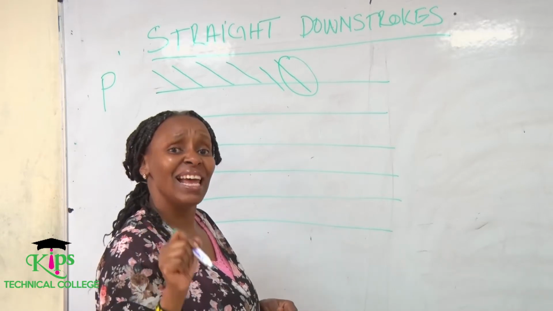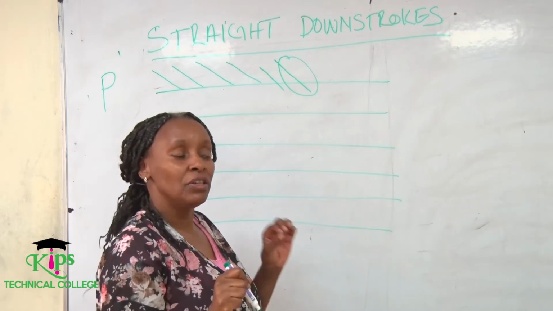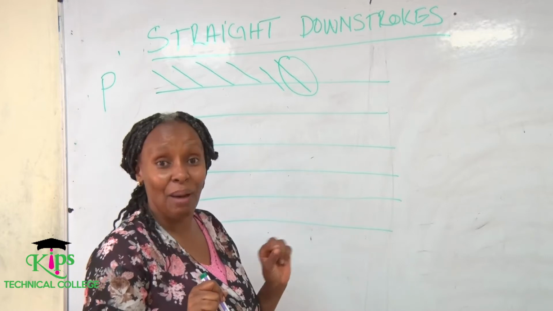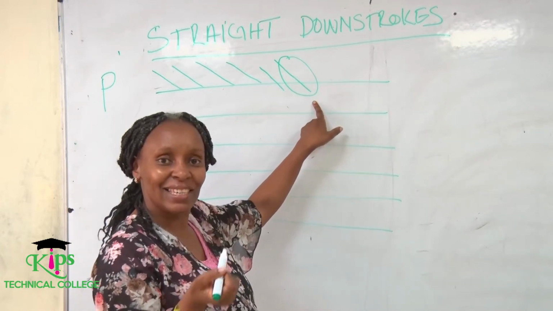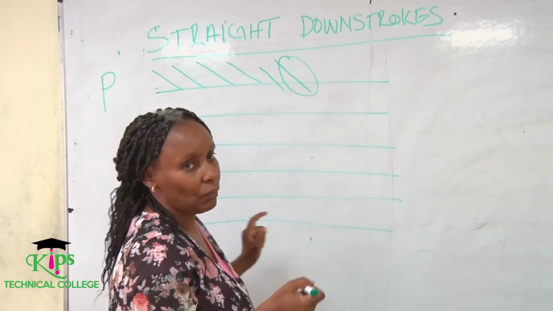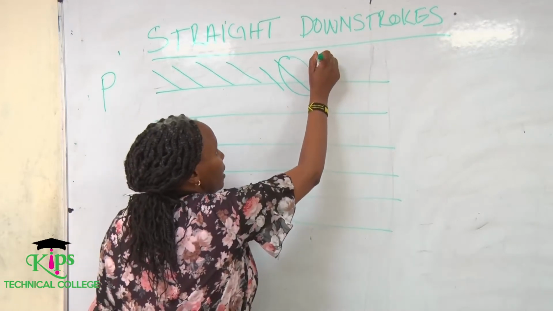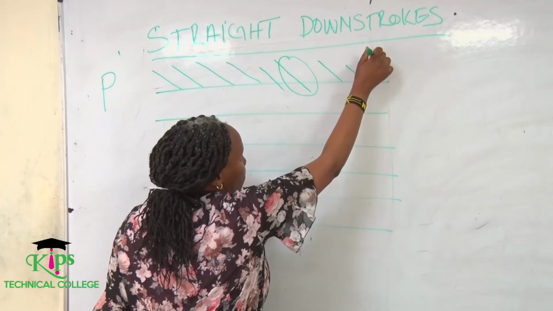So you don't physically need to have a rubber. In shorthand, we don't rub. Instead, we circle to indicate that that is a wrong outline. So we go to P, P. This is a mistake, P.